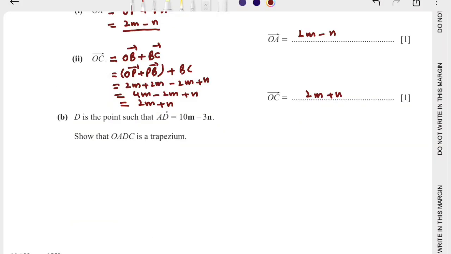Part B. D is a point such that AD is equal to 10m minus 3n. Show that OADC is a trapezium. Remember students, for the proof of any trapezium, we must know that one pair of opposite sides is always parallel. So we have to show this thing here. Let us draw a trapezium OADC.